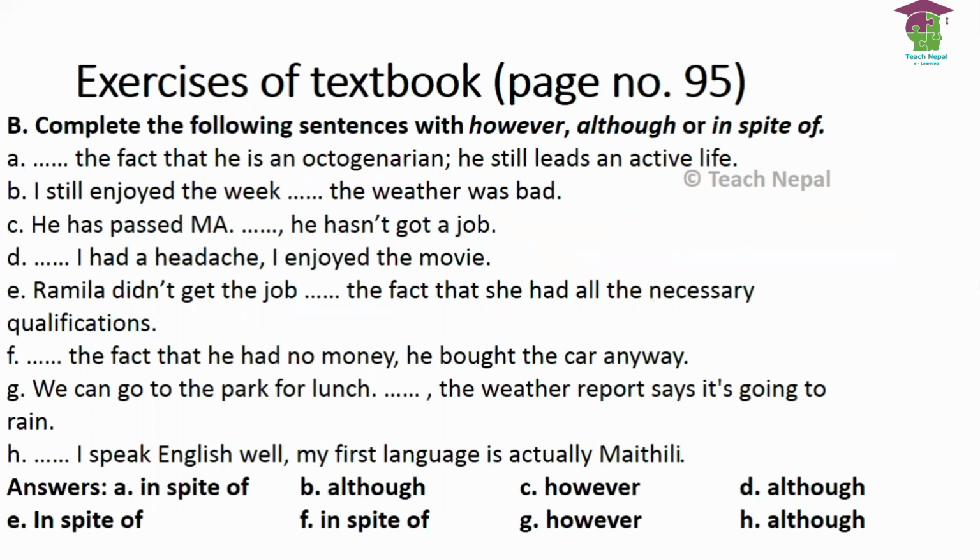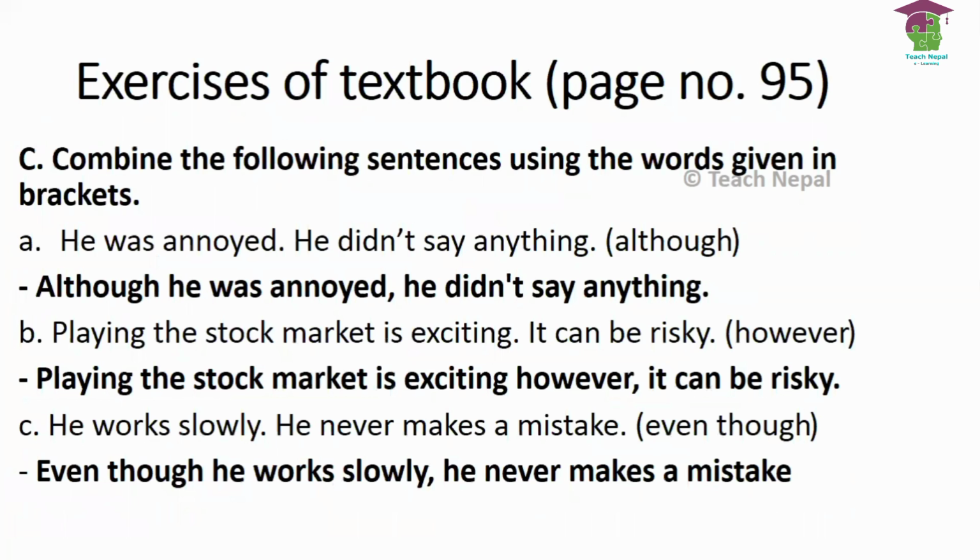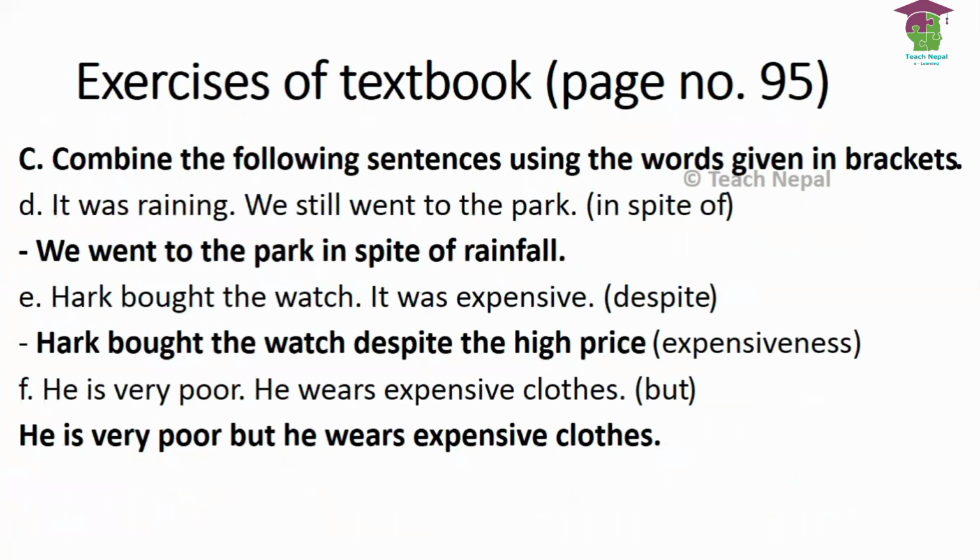Here are some of the examples. Now you have been given the exercises from the textbook, page number 95, there you see. I have given the answers. In spite of, number A, for example: in spite of the fact that he is an octogenarian he still leads an active life. Number B: I still enjoy the week although the weather was bad, right. In this way you can do these. Number C, page number 95 again: you have to combine, join with the connectives given in the bracket. For example, he was annoyed, he did not say anything: although he was annoyed he did not say anything, right. In this way I'll tell you; I have also given the answers in bold, please check it out.